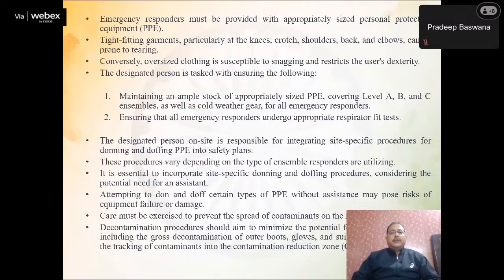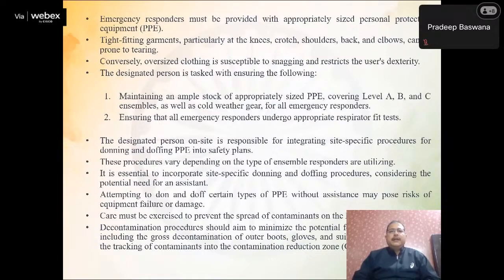The designated person is tasked with ensuring the following. You have seen the incident commander or the incident manager, whosoever is the overall custodian of any team, who has to give the direction. Okay, this particular unit or body will go, then it will come. It is very much required.